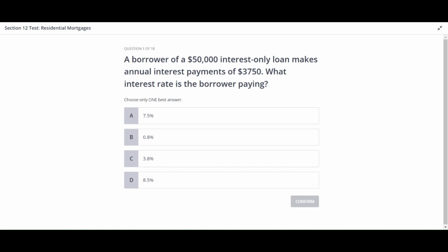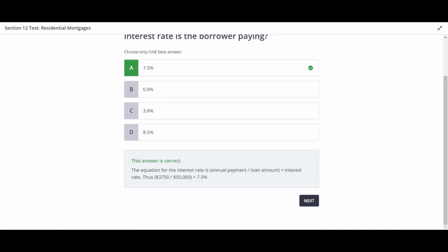Okay, I hope you have your answers ready. So the correct answer for this question is option A, 7.5%. The equation for the interest rate is annual payment divided by loan amount equals interest rate. Thus, $3,750 divided by $50,000 equals 7.5%.